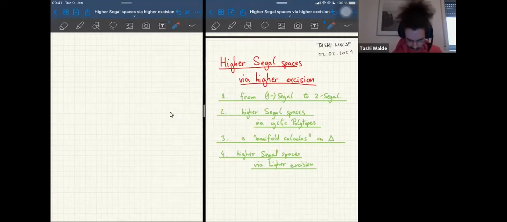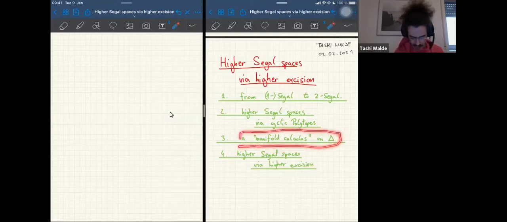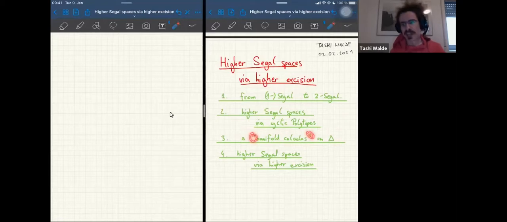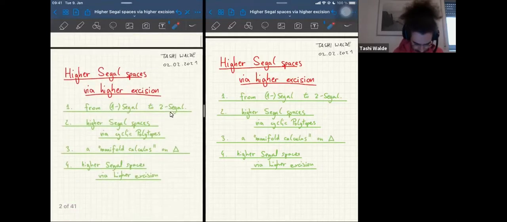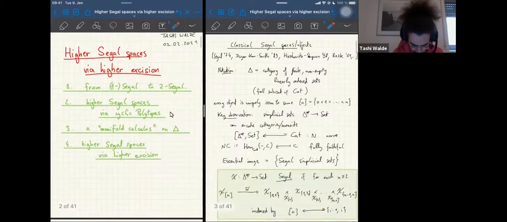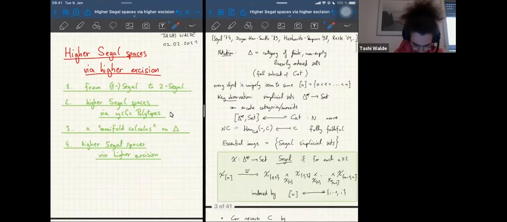So this will be part 2, and then will come somehow the actual meat of the talk, which will be about higher Segal spaces via higher excision, which I will motivate by some sort of "manifold calculus on Delta". Where here these quotes are very important because this is more like an informal analogy than actual honest math. But it's nice to have in mind. So yeah, let me start with some recollections about classical Segal objects.